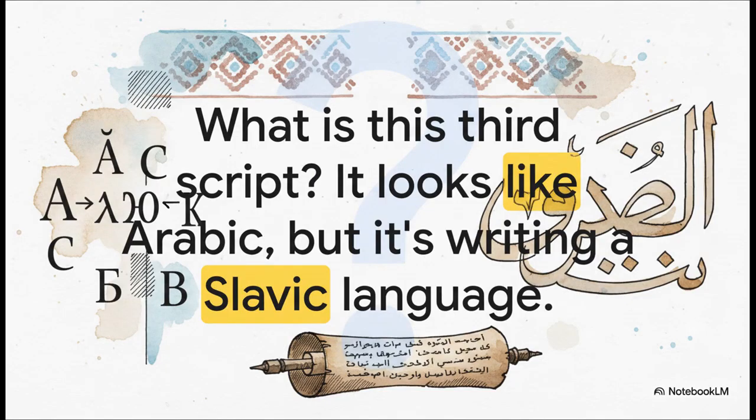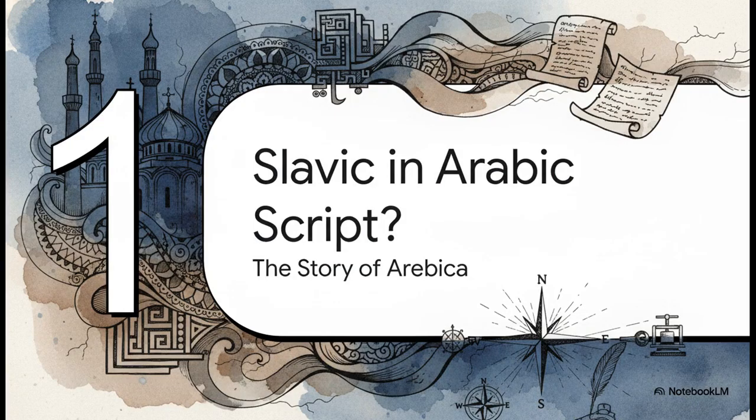So, the first two, you've probably seen them if you know anything about the Balkans. You've got the Latin alphabet and the Cyrillic alphabet. Pretty standard. But what about that third one? I mean, it looks like Arabic, right? It has that same beautiful flow, but it's actually writing a Slavic language. So, what in the world is going on here? Well, that, my friends, is Arebica. And its story is this incredible blend of cultures and languages born right at the crossroads of empires.